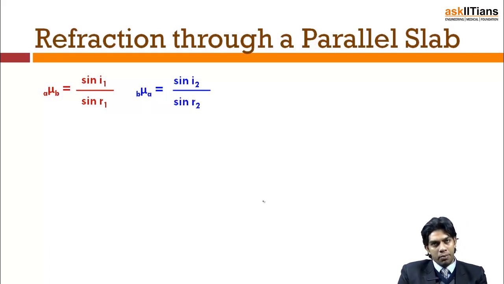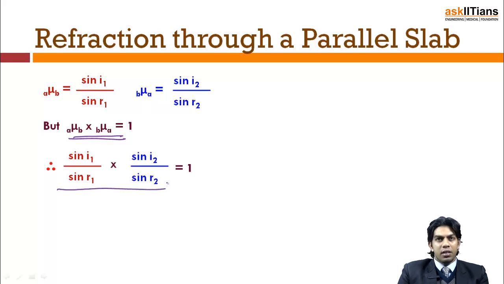So again the same mathematical expression: A mu B is sin i1 by sin r1, B mu A is sin i2 by sin r2, and this relation again is very important. A mu B multiplied by B mu A is 1.